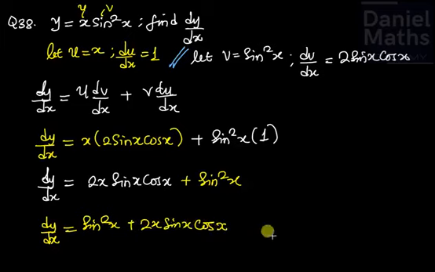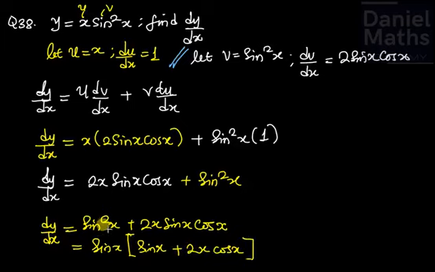Alright, so factorize. We'll have sine here, we'll have sine here, so this will give us sine x into sine x plus 2x cos x. This is what we have as our final solution to this question. Alright guys, so this is the answer to this question.